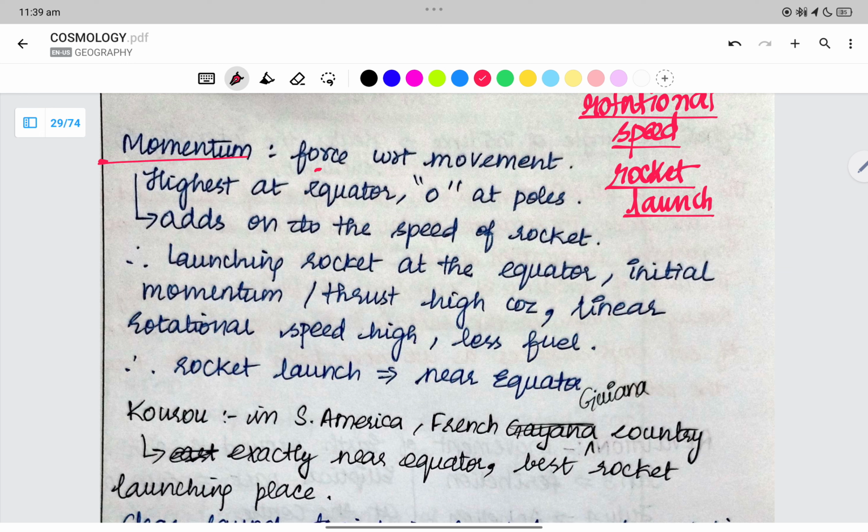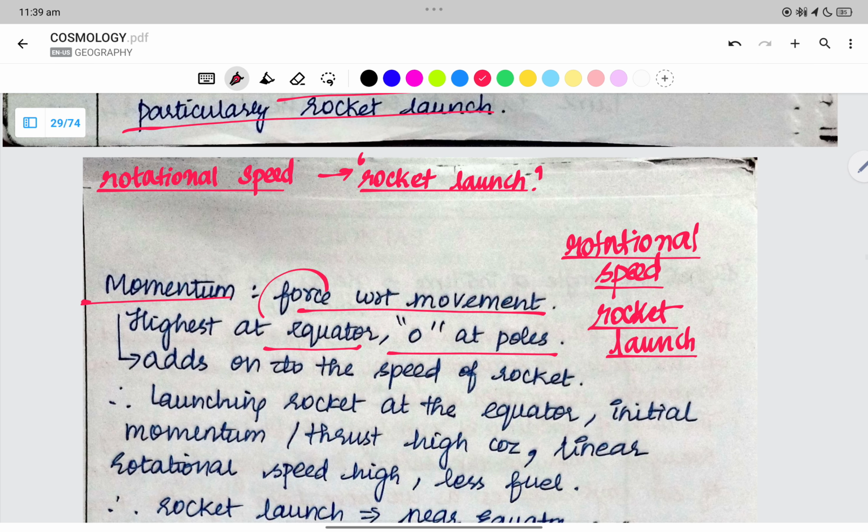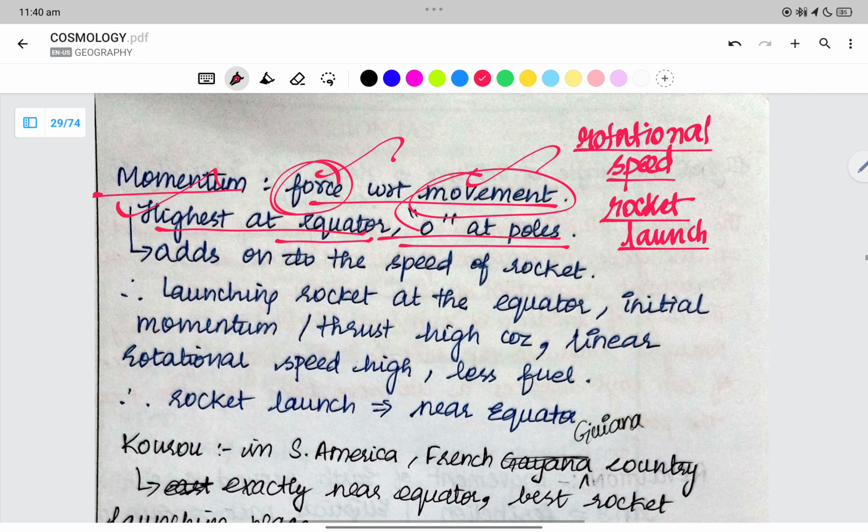Momentum is nothing but the force with respect to movement. It is highest at the equator, zero at the poles. The force is also high, right? The centrifugal force is higher at the equator. So momentum is a force with respect to the movement. It is the one which adds on to the speed of the rocket.